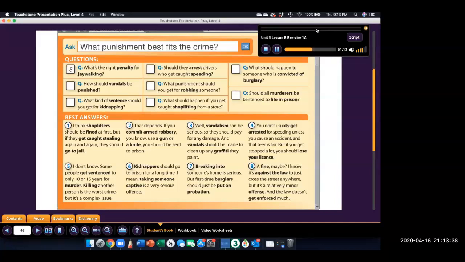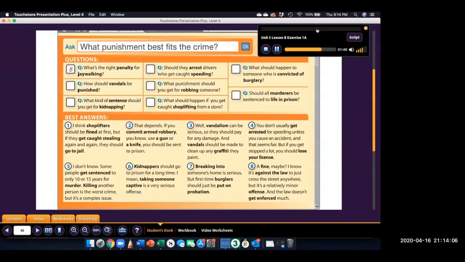Should they arrest drivers who get caught speeding? You don't usually get arrested for speeding unless you cause an accident, and that seems fair. But if you get stopped a lot, you should lose your license. What punishment should you get for robbing someone? That depends. If you commit armed robbery, you know, use a gun or a knife, you should be sent to prison.